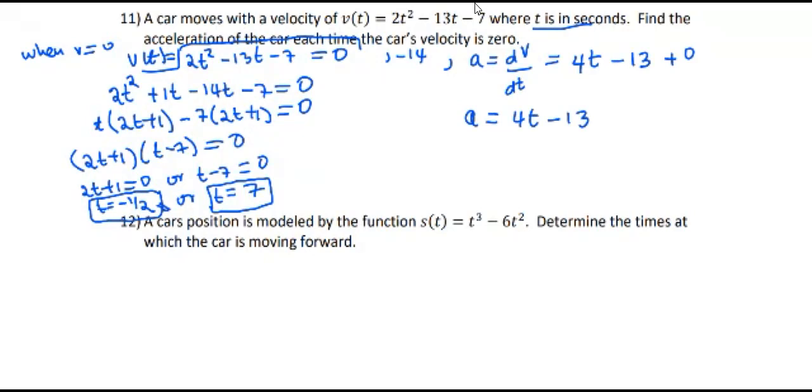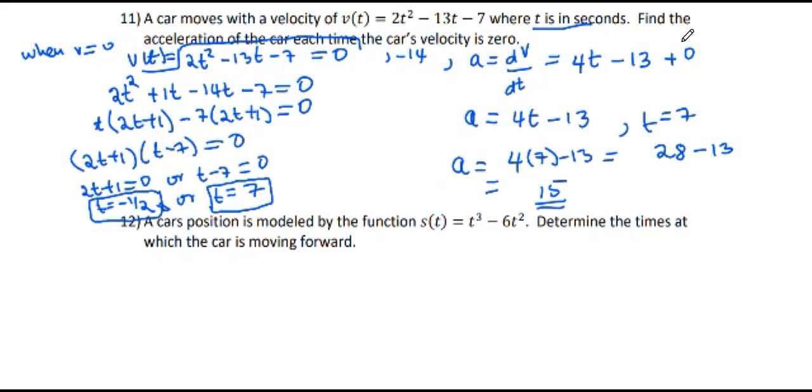And then we want to find the acceleration when t is 7. So we have that a is equal to 4 times 7 minus 13, which is equal to 28 minus 13, which is then equal to 15. So the acceleration is 15 when t is 7. You could do it for negative half, but it doesn't make sense to have negative time, at least in this context of a moving car. Okay, so we move on to number 12.